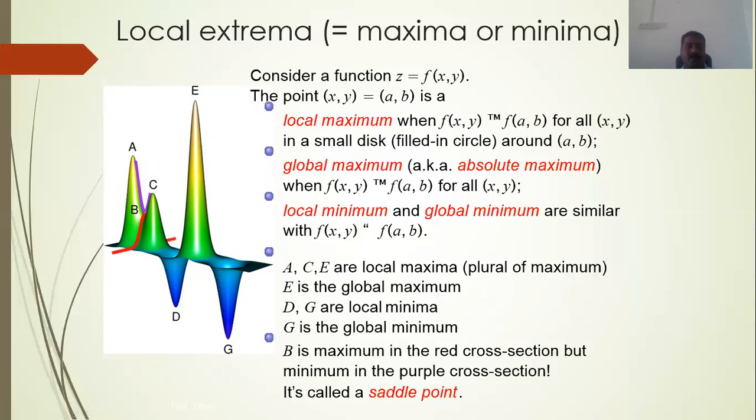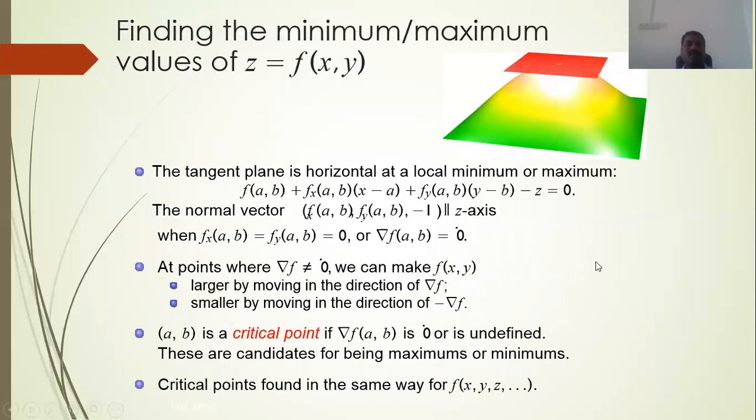And if you take a particular cross section, the red cross section, then B is a maximum. Whereas if you take the purple cross section here, then B is a minimum. But we know it is neither maxima nor minima. Such points are called saddle points.